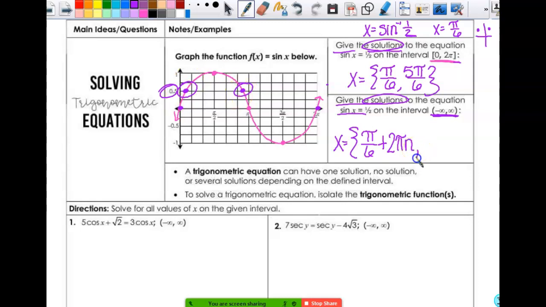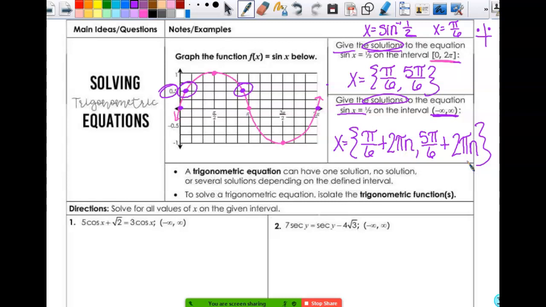So I also have to have my 5 pi/6 plus, and then the same thing, because the period is 2 pi, it's going to be 2 pi away, so it's 2 pi n. And those are my answers.